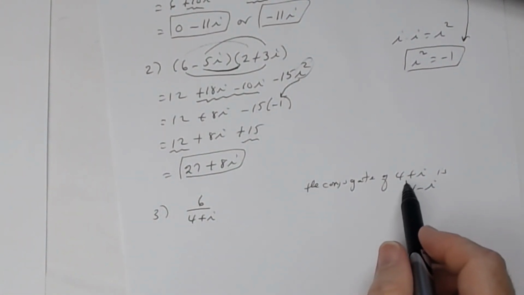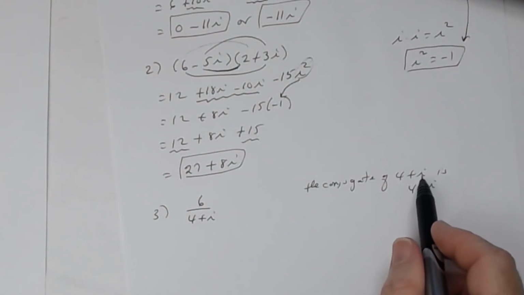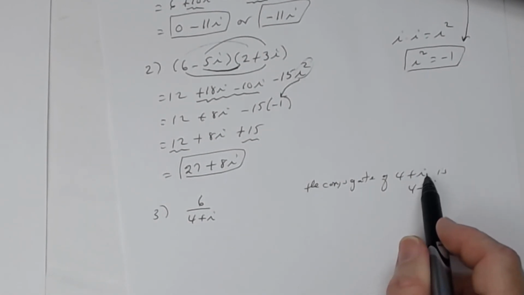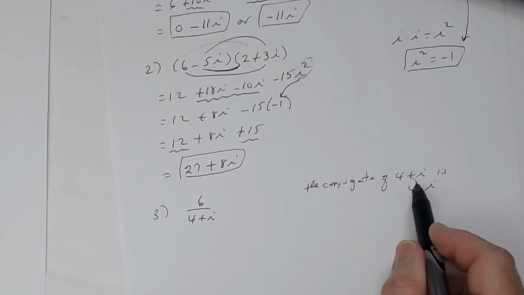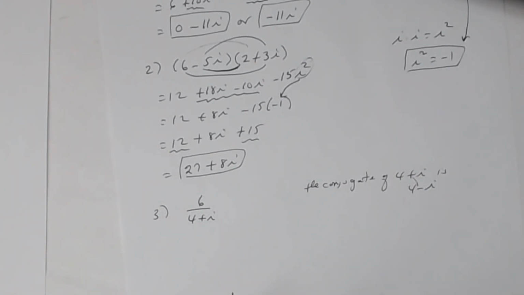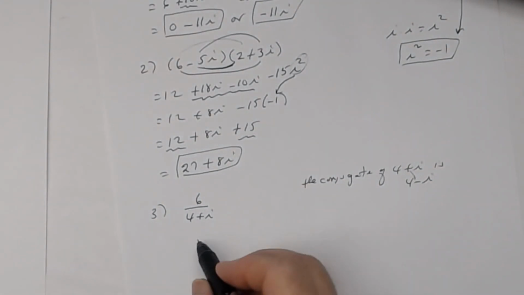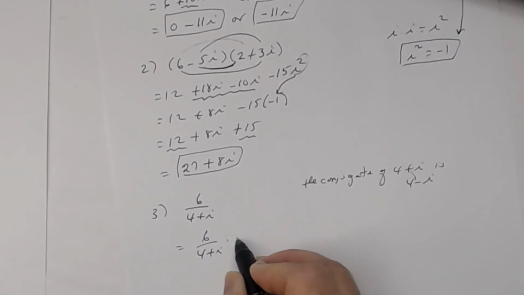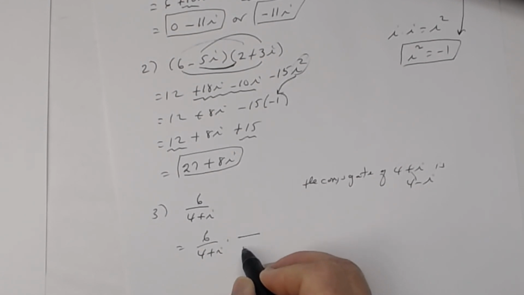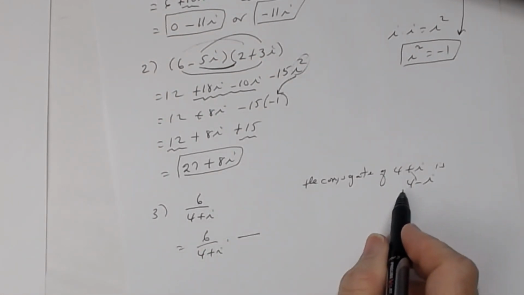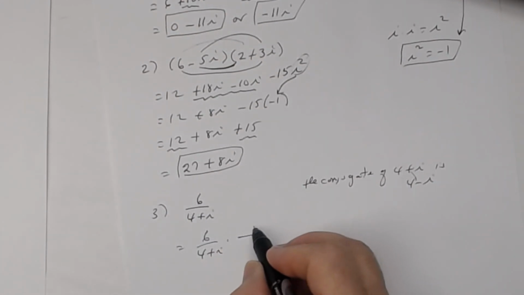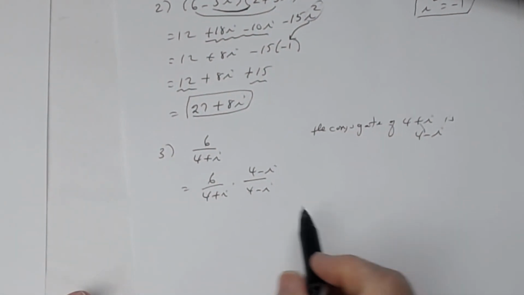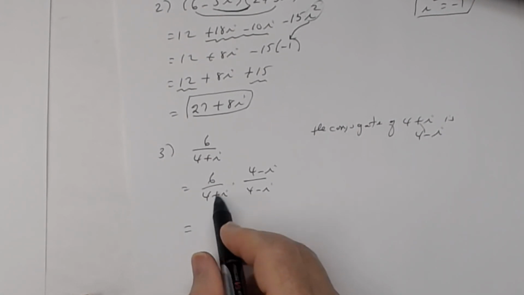So all you're doing when you put it in the form a plus bi, if you look at the bi term, the imaginary part, you're just changing the signs. Plus becomes minus. All right. And so what you want to do at this point is this. You're going to multiply both numerator and denominator by the conjugate. So the conjugate of the denominator is 4 minus I.